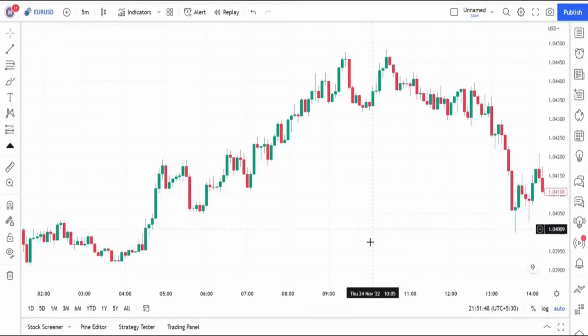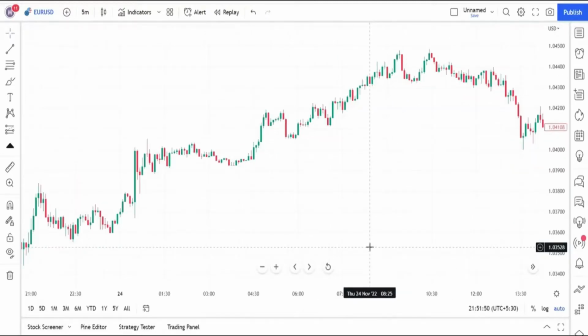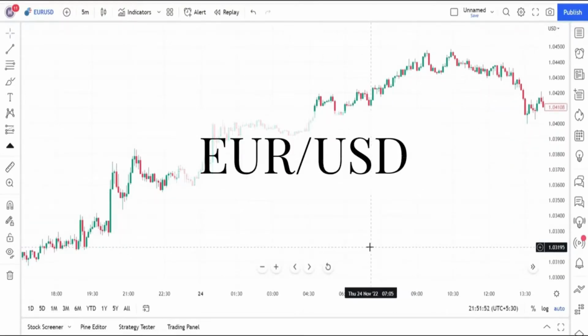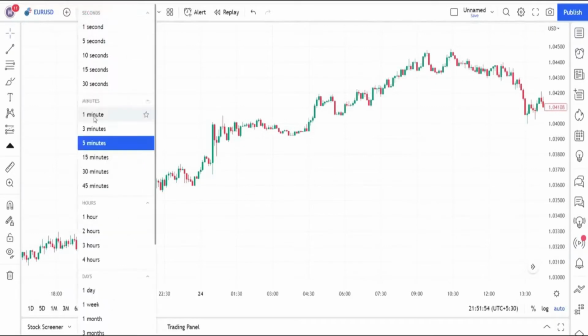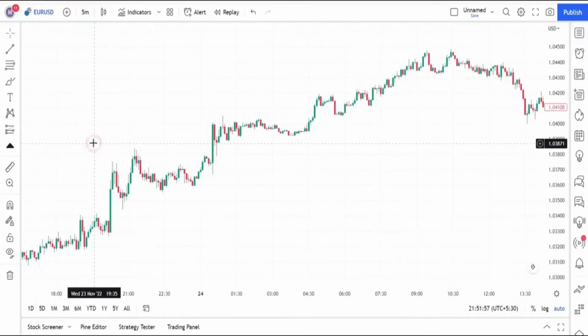Without wasting any time, let's build a setup step by step. So first, open a Euro-USD pair, and set my time to the 5-minute time frame for this strategy. But keep in mind, that you can use this method on all time frames and this strategy can be profitable on all of them. Now let's add the first indicator.